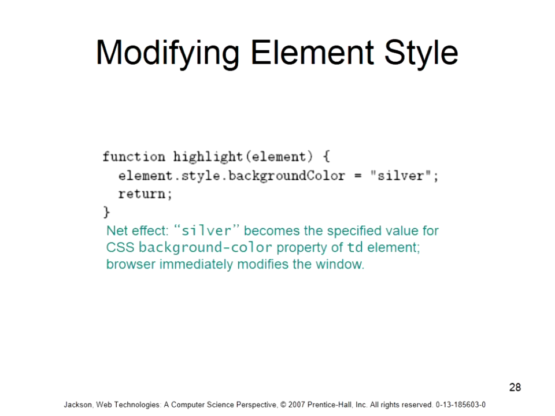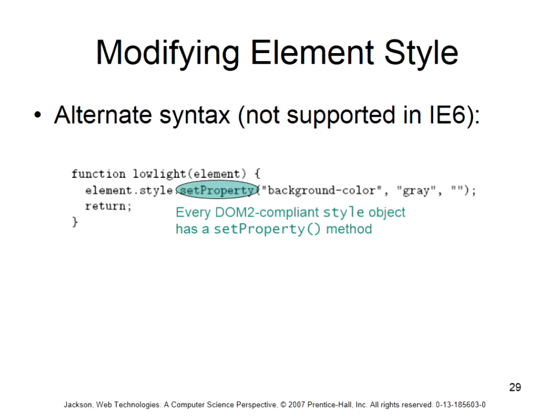There is another manner to modify the style. We can write element.style.backgroundColor equals silver. This is the first manner, where I use the JavaScript name of the style. The second manner is to write element.style.setProperty. I will use the method setProperty. In this case, the property will be the CSS property background-color, and after that the value gray. Is it clear?